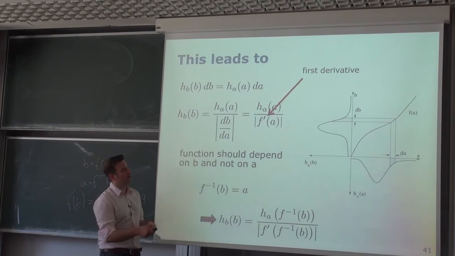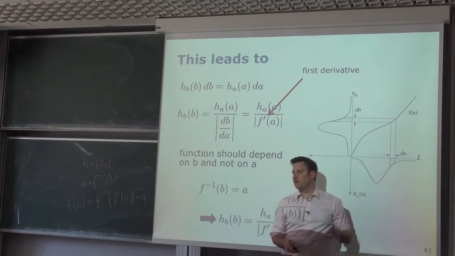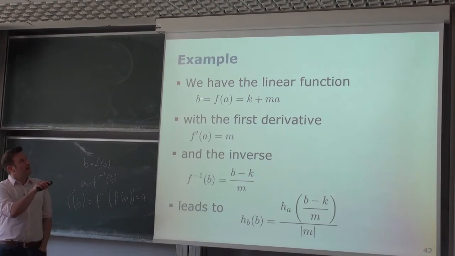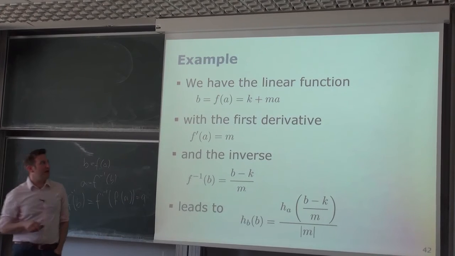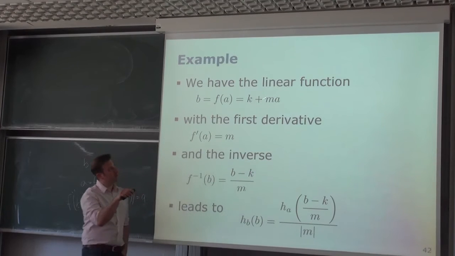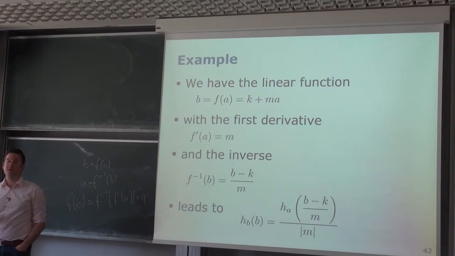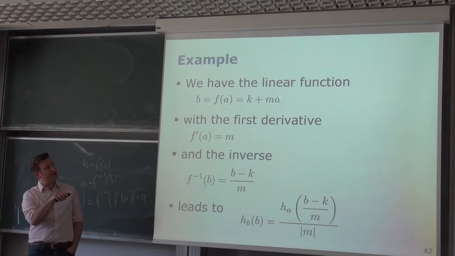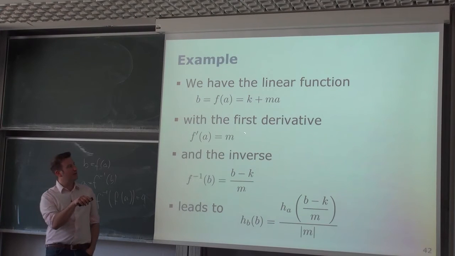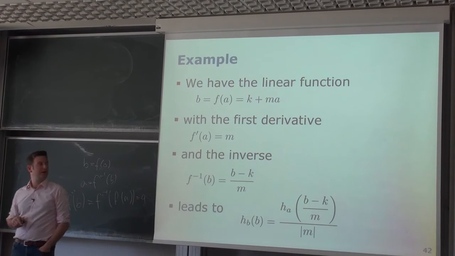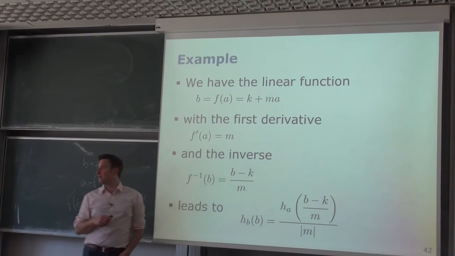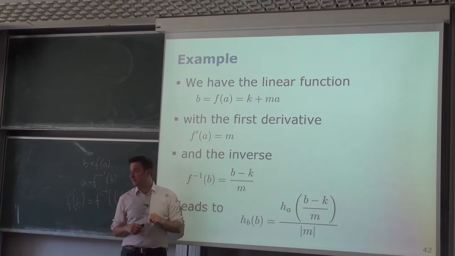Okay, let's make an example and consider that our function f is the linear function that we looked at before. So we say b equals f of a is k plus m times a. We can compute the first derivative of this function with respect to a. k goes away, and in the second part just m remains. So the first derivative of f is simply m. The other thing I need to do is compute the inverse of f. And the inverse of the linear function is specified here.